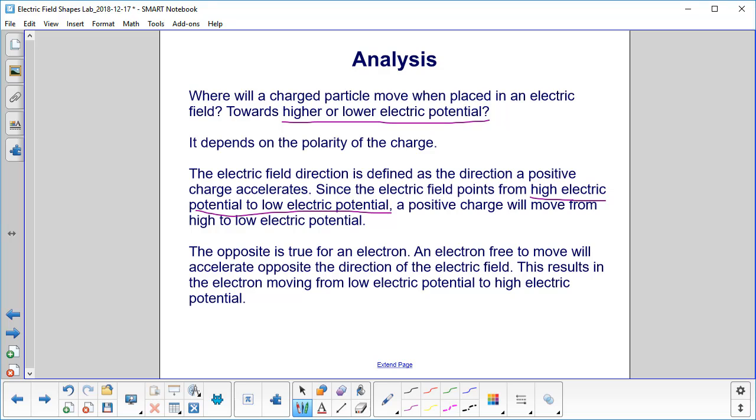Opposite is true for an electron or any negative charge. An electron free to move will accelerate opposite the direction of the electric field. Therefore, the electron moves from a low electric potential to a high electric potential.